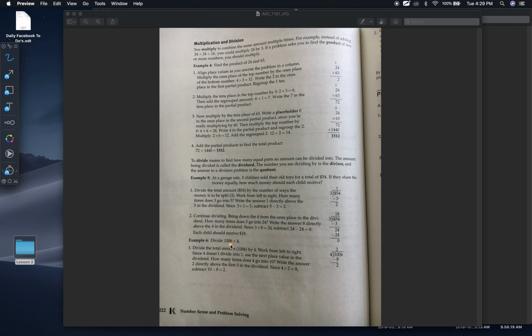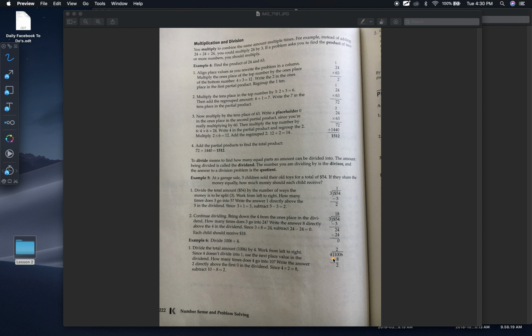Example, divide 1006 by 4. So, pretty much the same principle, divide the total amount of 1006 by 4. Work from left to right. Since 4 doesn't divide into 1, use the next place value in the dividend. How many times does 4 go into 10? Write the answer 2 directly above the 0 in the dividend. Since 4 times 2 equals 8, subtract 10 minus 8 equals 2.